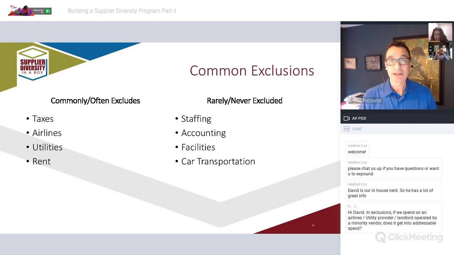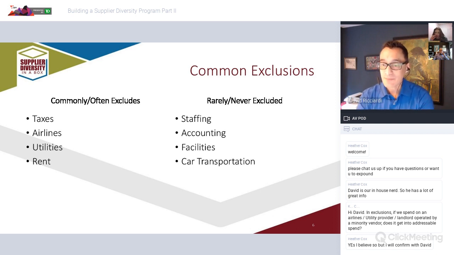Utilities, by and large, are companies, private or public owned, that are providing your gas, water, electric. In a given local market, there may be some diverse options where there's a wholesale arrangement, and some of those wholesalers that are acquiring from the utility may be able to then resell to you, and they are a diverse owned business. So that's one of the things where it's commonly excluded, but you may have diverse options in a specific local market.